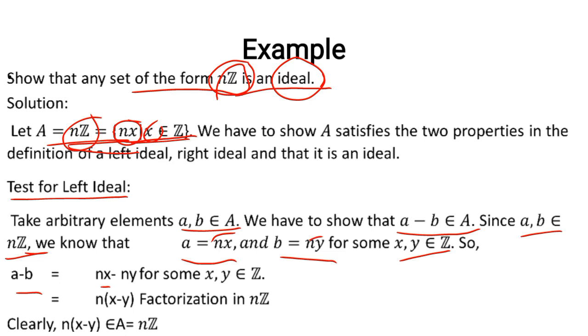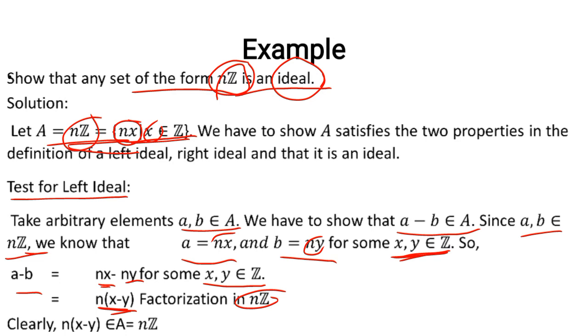We know what B is. It is also NY. So wherever we see A, we put NX. Wherever we see B, we put NY. So the minus just follows for some X, Y, and Z, as you can see up there. We're working with integers, so it satisfies the condition that I can factor out N, and I'll be left with X minus Y, where factorization in N multiples of the integers NZ.